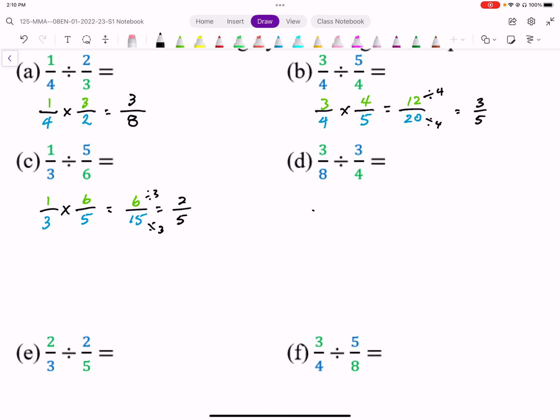For D, same thing. I'm going to convert that divide into a multiplication. I flip that second fraction over, and so I end up with 4 on top, 3 on bottom, and then I can simplify this. I can multiply it together. 12 over 24. They share a common factor of 12, so I'm going to divide by 12, and my final answer is 1 over 2, or 1/2.